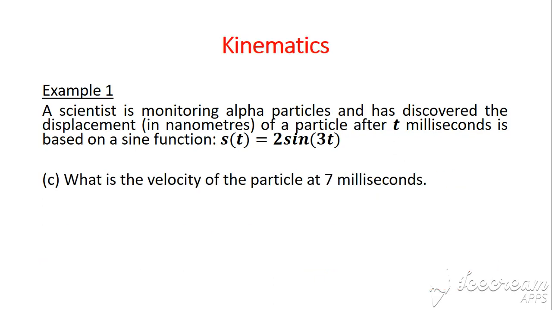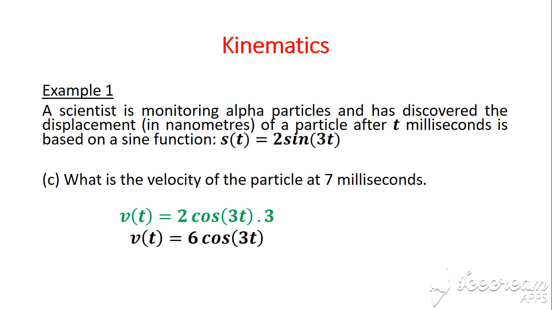Right, let's move on. What's the velocity of the particle at 7 milliseconds? Well, now we're talking velocity, so we need to differentiate the displacement function to get velocity. So sine differentiates to cosine. We leave the 3t alone, and don't forget to times by the 3 because it's a composite function, so the 3 is the u dash.